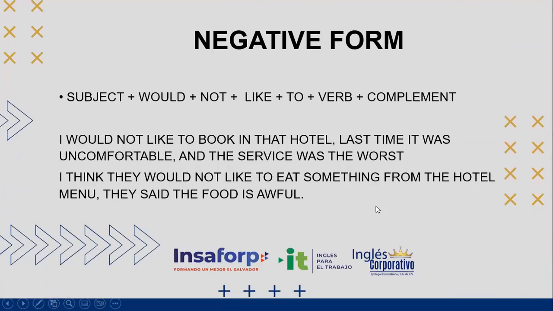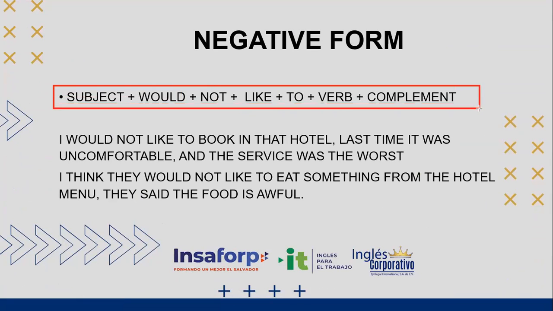Then let's go with the negative form. Y ahora sí vamos con las negativas. Aunque el mister ya me dio una idea. We have first the subject, and then we have would not or wouldn't. Okay, en el negativo sería de la siguiente manera, wouldn't. And like to, in place of the verb, right? And then here we have some sentences.